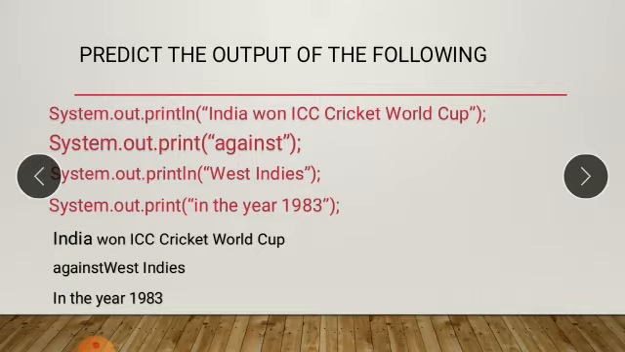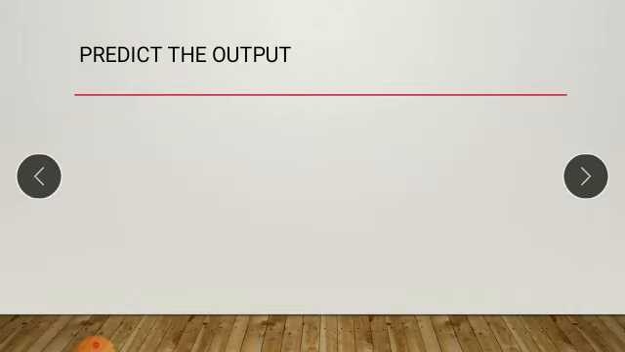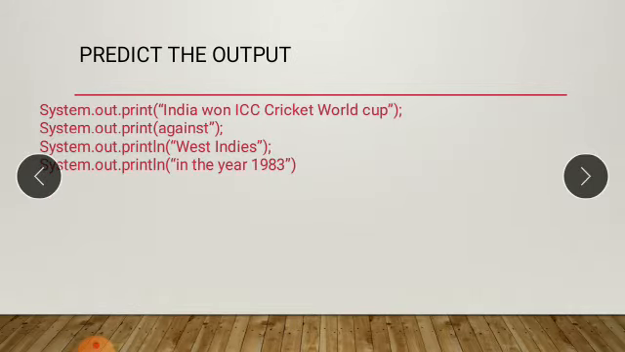Other program's output. See here, our code is System.out.print("India won ICC Cricket World Cup"). Here to print this text we have used print. So after printing this text the control will stay in the same line. So our output will be India won ICC Cricket World Cup, and our control will be in the same line.